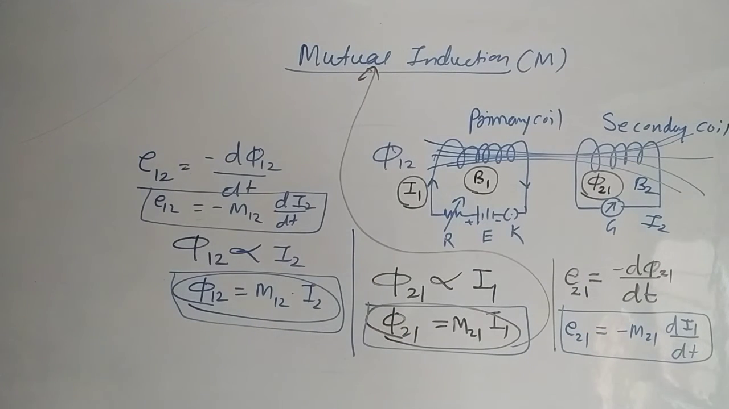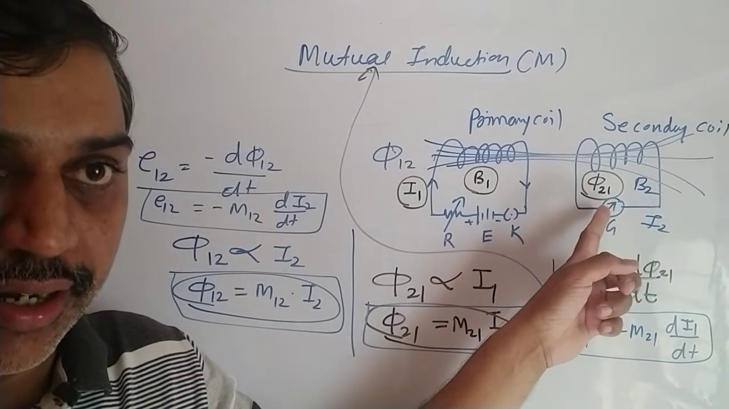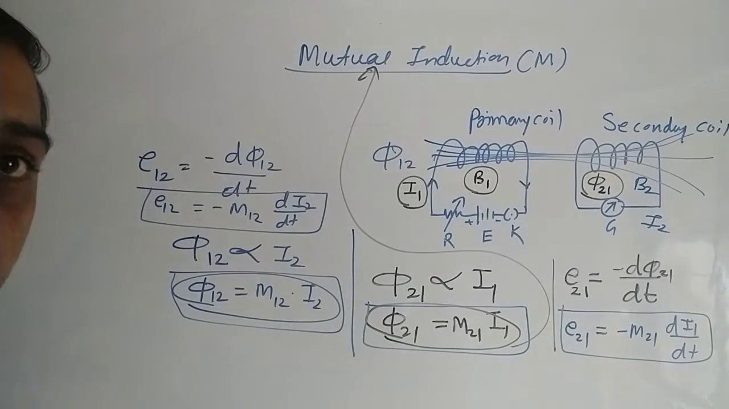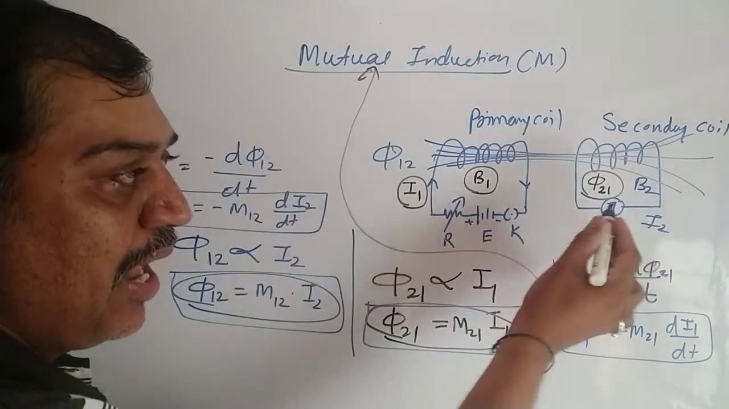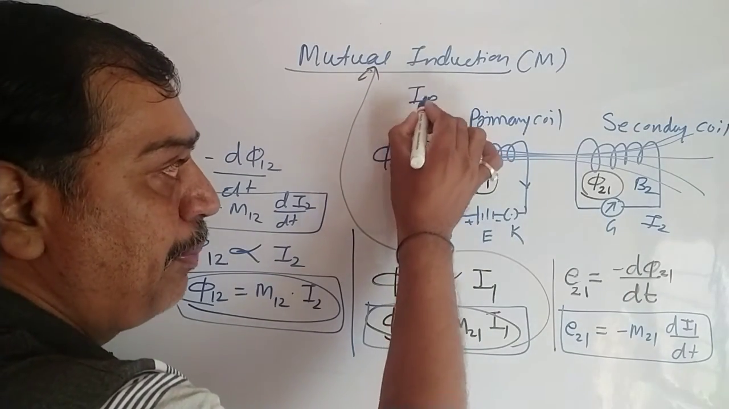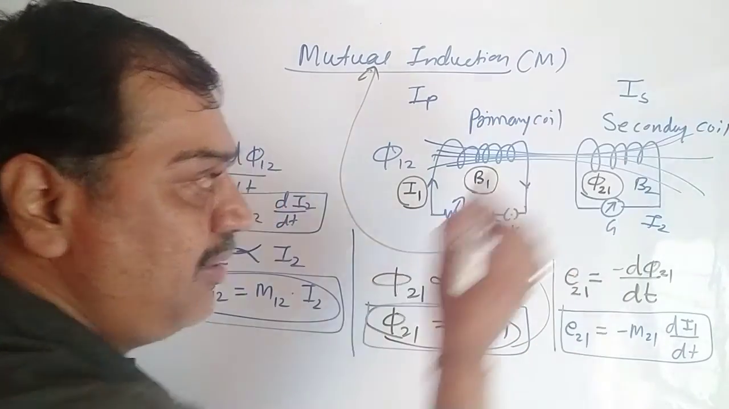In general, what can we write? We can write a simple thing for this. If the current through the primary changes, it will produce an EMF in the secondary. This is the first coil, the primary coil, and the second coil is the secondary coil. Suppose we replace I1, I2: current from the primary is IP, and current from the secondary is IS.